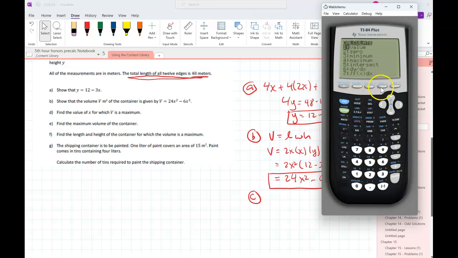So second trace, use the maximum command. Move my left bound. I can see that it's like way down off the screen, so I just have to keep moving. There, I see my little cursor. That looks good. Right bound over there. That looks good. Press enter. I get about 2.67.